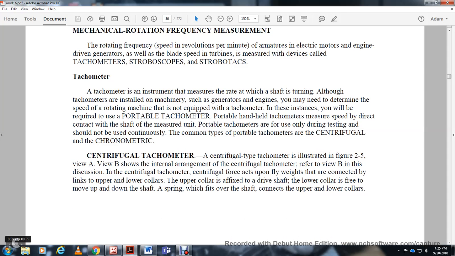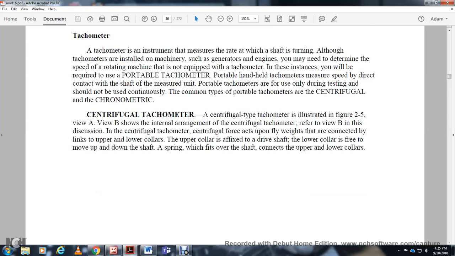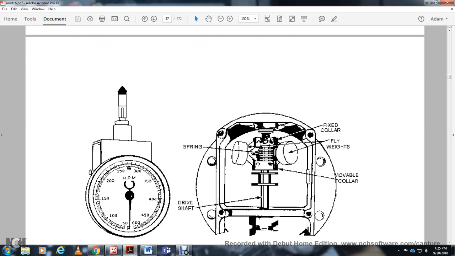The centrifugal tachometer is illustrated in figure 2.5, view A and view B, which show the internal view of the regular instrument with the centrifugal tachometer in view B. In the centrifugal tachometer, centrifugal force acts upon the flyweights that are connected by links to the upper and lower collars. The upper collar is fixed to the drive shaft, and the lower collar is free to move up and down the shaft. The spring is on the shaft that connects the upper and lower collars. All right, this shows you the spring, the drive shaft, the movable collar, the flyweights, and the fixed collar.